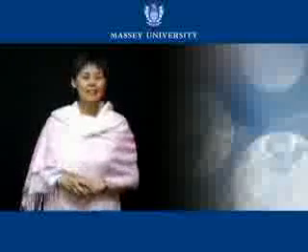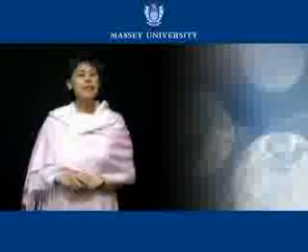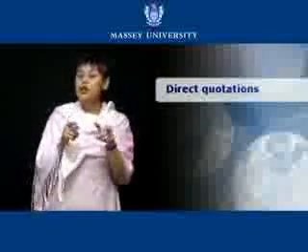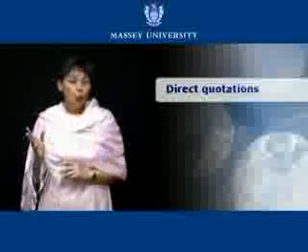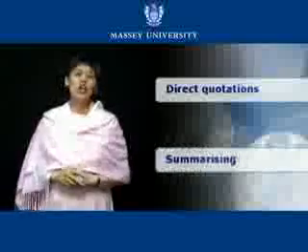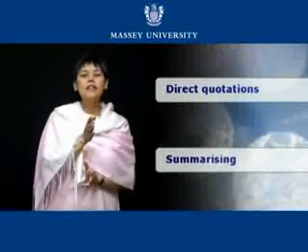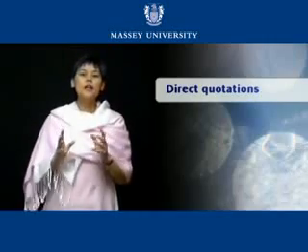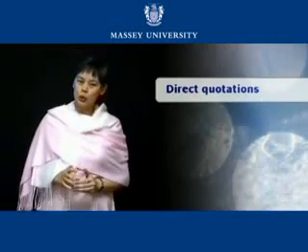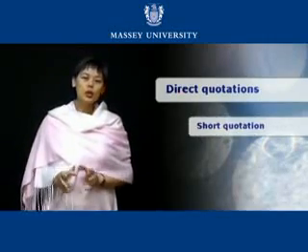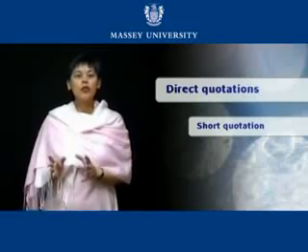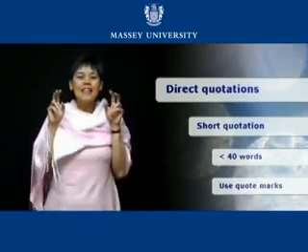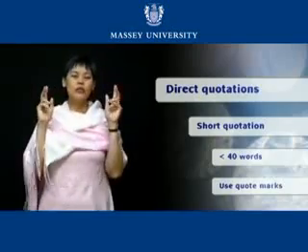Let's have a look at in-text referencing. This takes two forms: direct quotations, when you use the author's exact words, or summarizing, when you put someone else's ideas into your own words. Now, there are two types of direct quotations, short and long. Short quotations are quotations of 40 words or less and use quotation marks to indicate which are the exact words of the author.